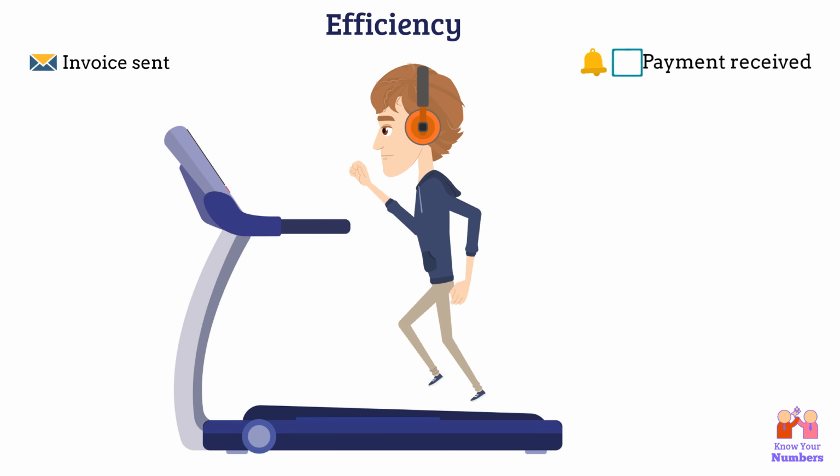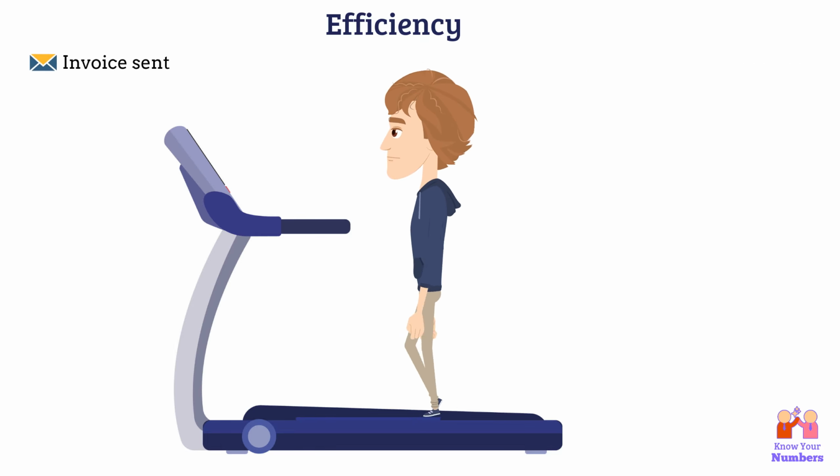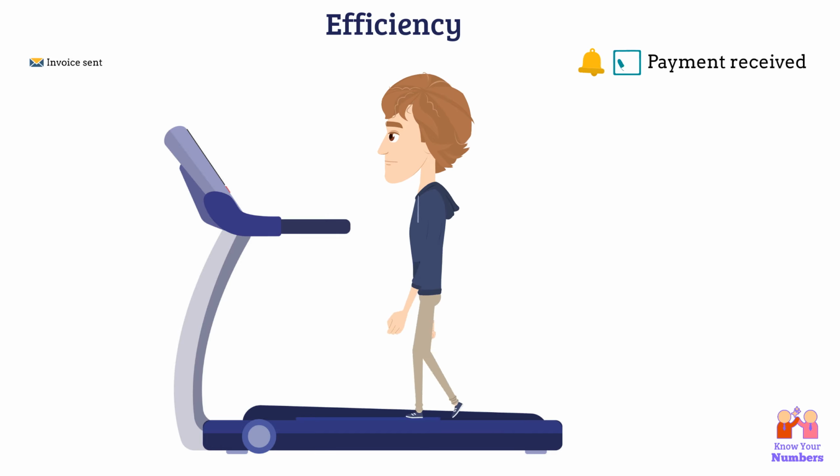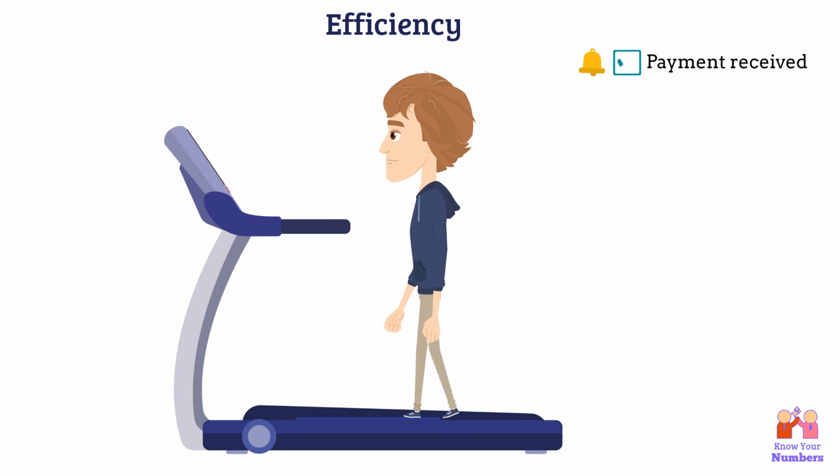Efficiency means making the most of what you've got. One simple ratio is the receivables turnover. You calculate it by dividing your revenue by your trade receivables. It shows how quickly you're getting paid.